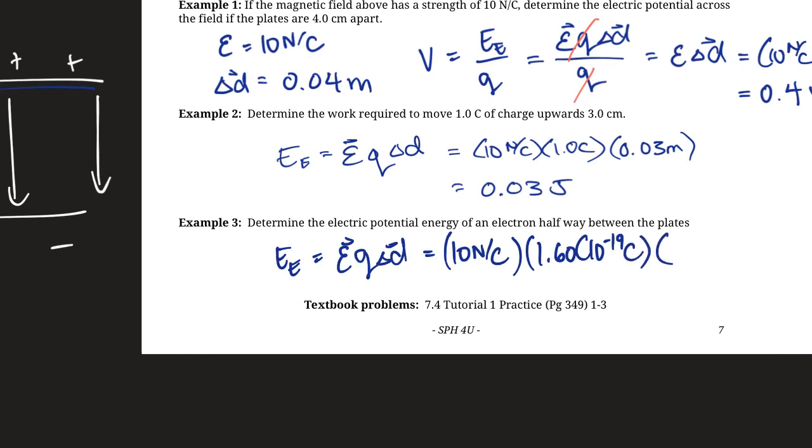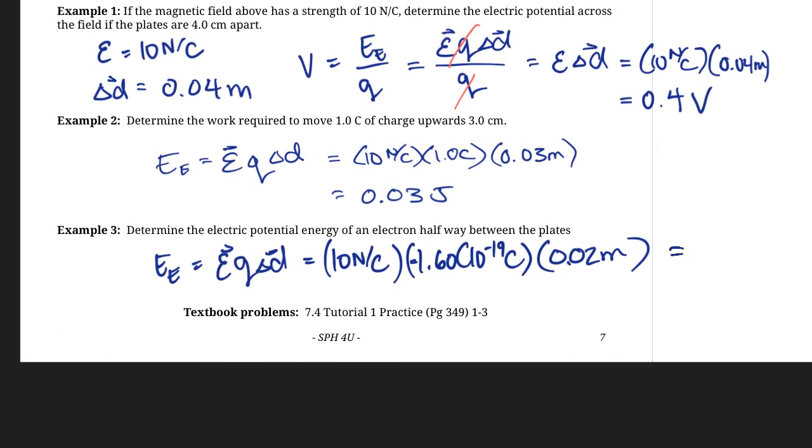And delta, oh, it's negative. Sorry, the charge is negative. We just finished saying that. So yeah, we got to put in a negative 1.6 times 10 to the negative 19. And then the displacement, 0.02 meters, right? And when we calculate this, we should get a small number, right?